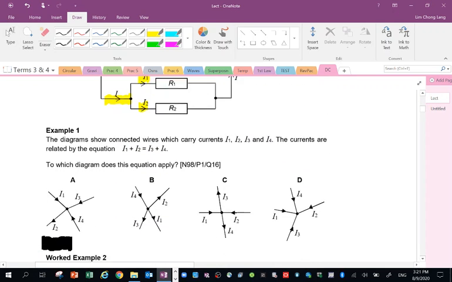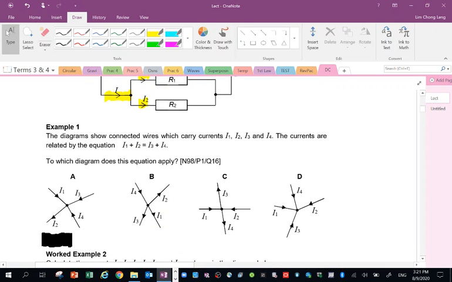So let's look at example 1 to see whether we are able to apply this concept easily. Suppose I have an equation I1 plus I2 equals I3 plus I4. It means that two currents going in, two currents coming out, right? So if I look at A, I notice that there are actually three currents going in. So it violates the equation. The equation shows two currents going in and two currents coming out, right? But A has three currents going in and one current coming out. So it violates the equation.